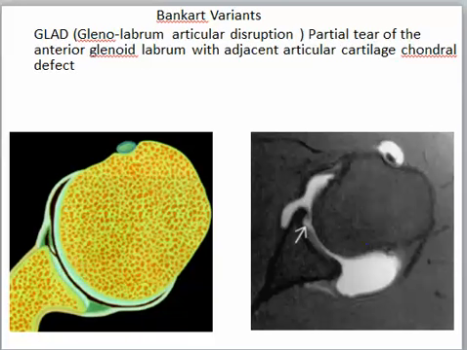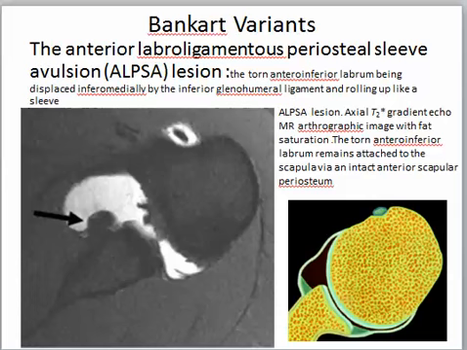So if it is involving the articular surface, it is GLAD, gleno-labral, meaning involvement of both the labrum and the glenoid. If it is not involving the articular surface and only involving the margin of the capsule, this is Perthes. And the labrum here is not displaced but disrupted. And the third one is the displaced, which is famous. It's the displaced labrum due to periosteal sleeve avulsion.